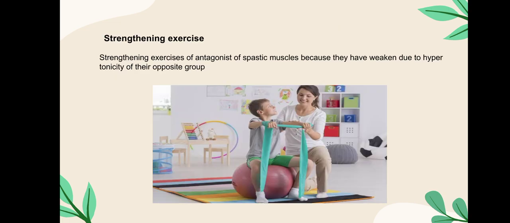The next come the strengthening exercises. The muscles which have become hypertonic or spastic, their antagonists become weak. For example, if the gastrosoleus complex has become spastic, then the tibialis anterior muscle, which performs dorsiflexion at the ankle joint, becomes weakened. So we are going to perform the passive movement at these joints. Because of this, the muscles gain strength, and active range of motion also occurs at that joint.